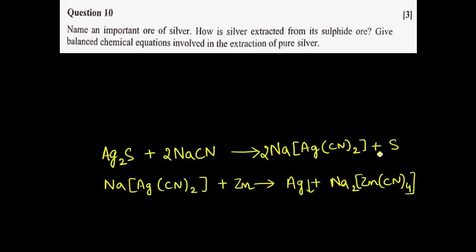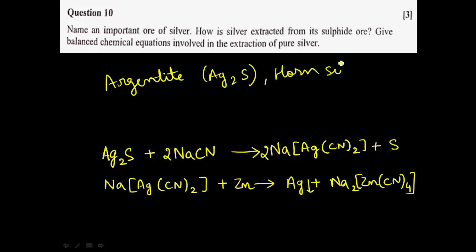Next, name an important ore of silver. This is argentite. That's the sulfide ore. We also have horn silver. That's the chloride ore. That's AgCl. Extraction of pure silver from argentite is done with NaCN. I've given the balanced equations. You can go through them.